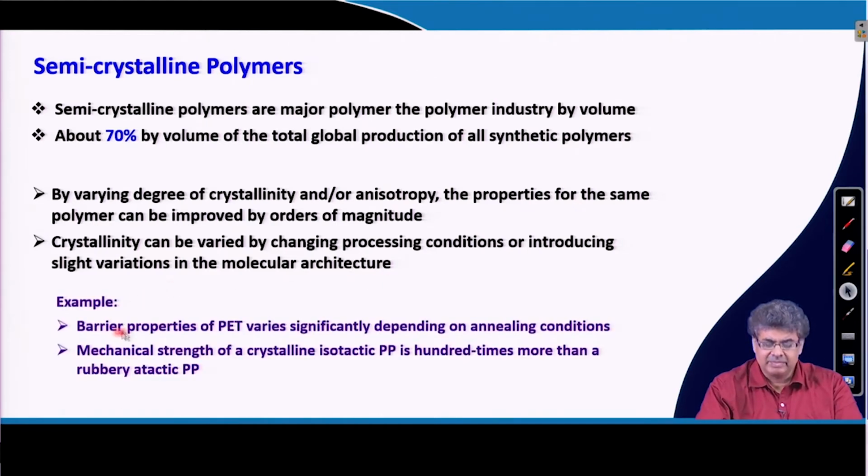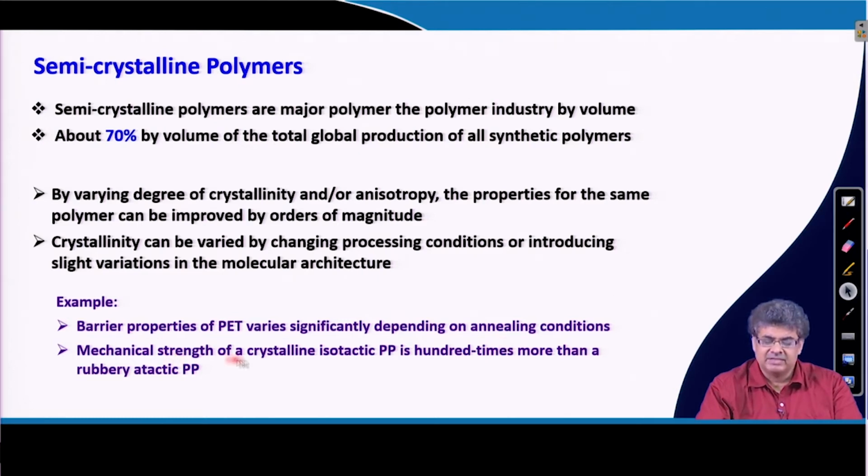For example, the barrier properties of PET vary significantly depending on annealing condition. Annealing condition actually induces crystallinity in the polymer. So, if we change the annealing condition, the extent of crystallinity also changes. As a result, the barrier property of PET significantly changes depending upon the type or time of annealing we are providing to the sample.